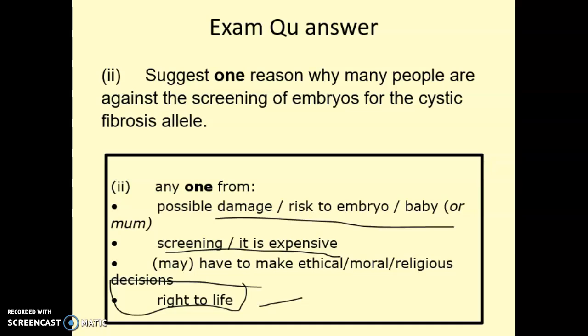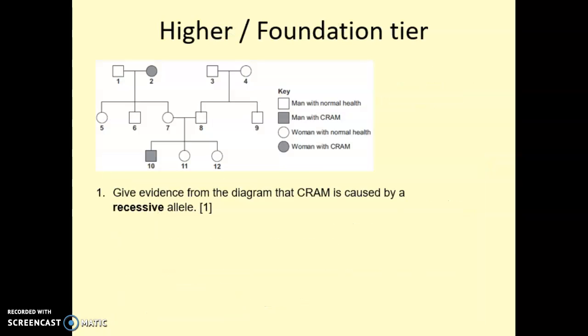Now, the next question is more of a challenge. If you're on a foundation tier, it would be more of a challenge question. Higher tier need to be comfortable with these, but we've all had a look at these in the lesson. As always, remember you should be drawing on these family trees to help you work things out. The first question is to give evidence from the diagram that this condition, which is not cystic fibrosis, is caused by a recessive allele. This is an application question, but it tells you that it behaves in the same way as cystic fibrosis. So you can apply what you know about that. Remember, if it's recessive, you'd need to be a homozygote recessive in order to have the disease.